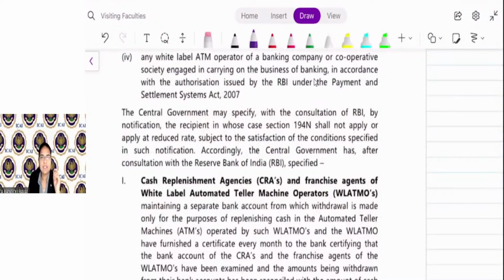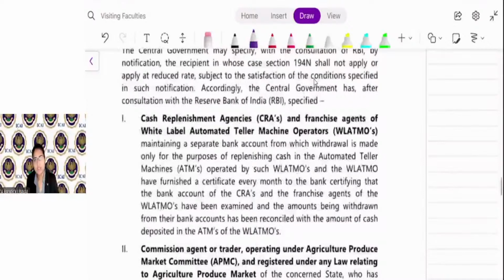The central government may specify, with consultation of RBI by notification, the recipient in whose case Section 194N shall not apply or apply at reduced rate, subject to satisfaction of conditions specified in such notification. Accordingly, they have specified the cash replenishment agency and franchisee agent of white label automated teller machine operator. Because if the return is not filed, Vedant, then the TDS is required to be deducted on amount exceeding 20 lakh. Up to 20 lakh, no TDS is required to be deducted. That's why.